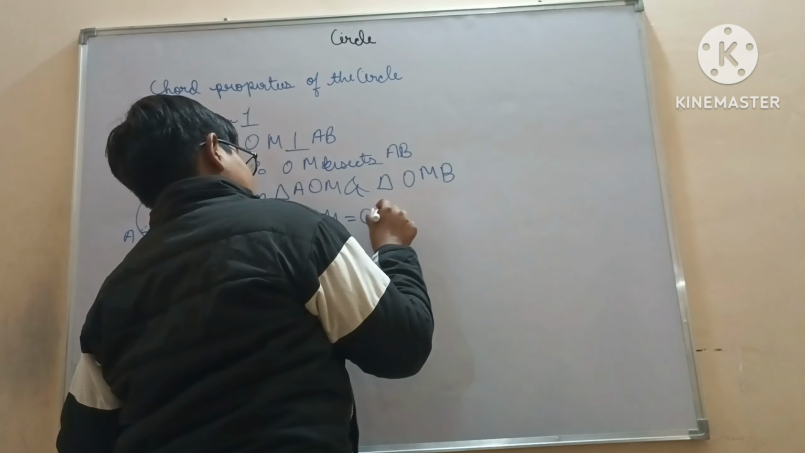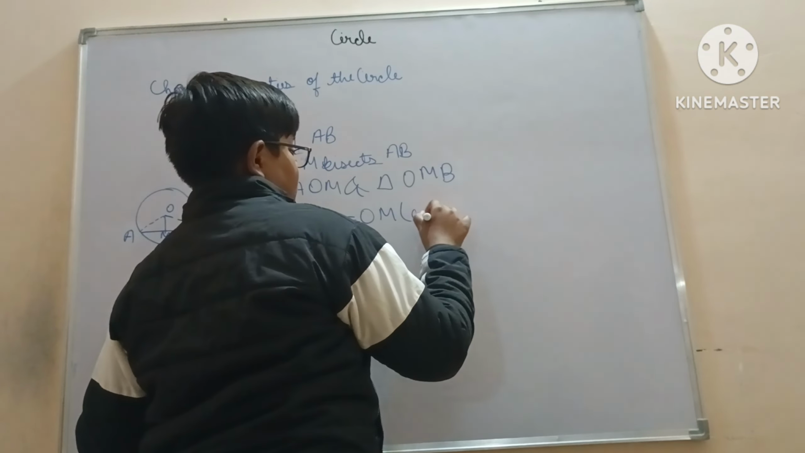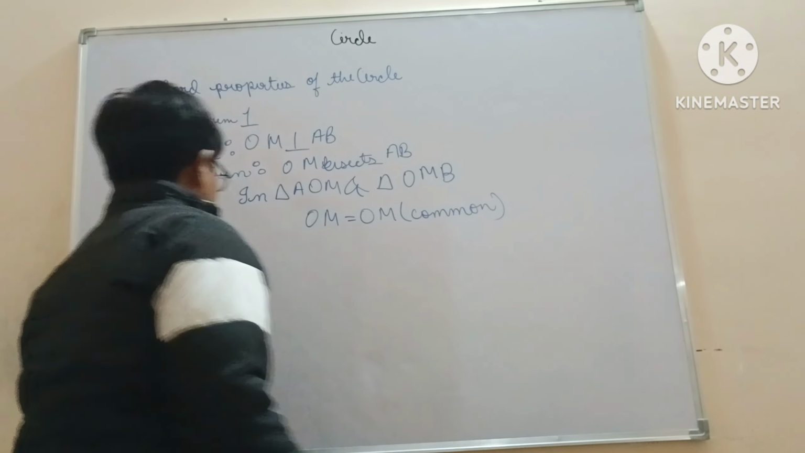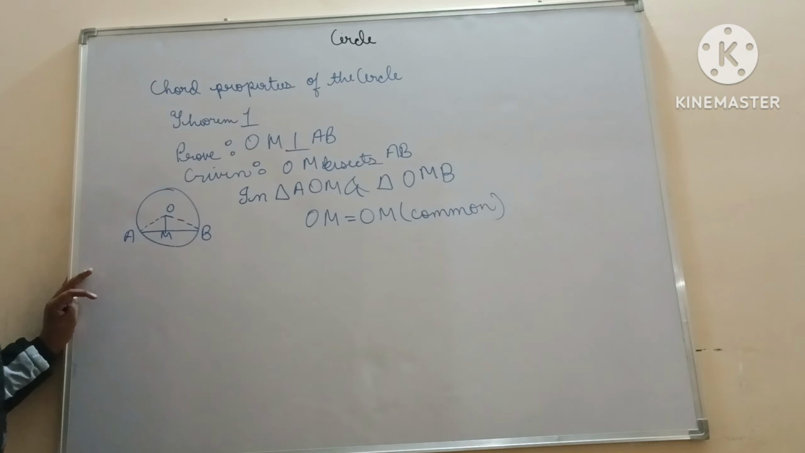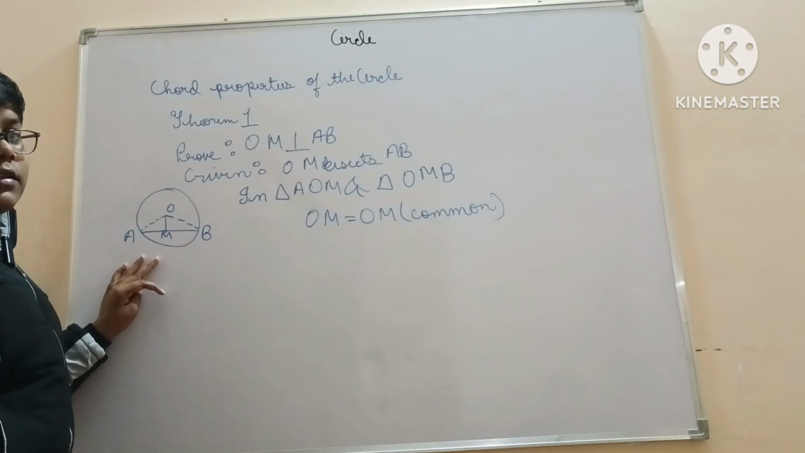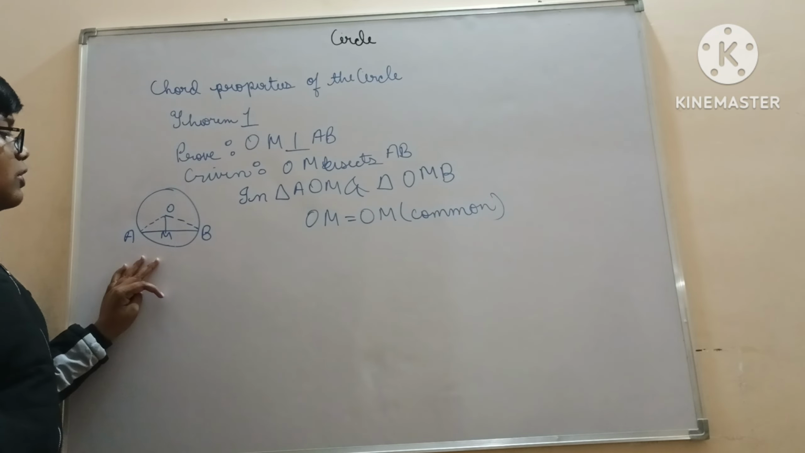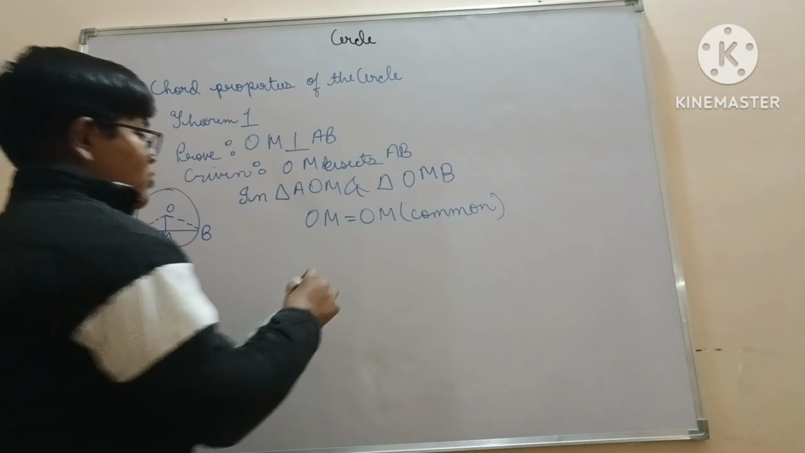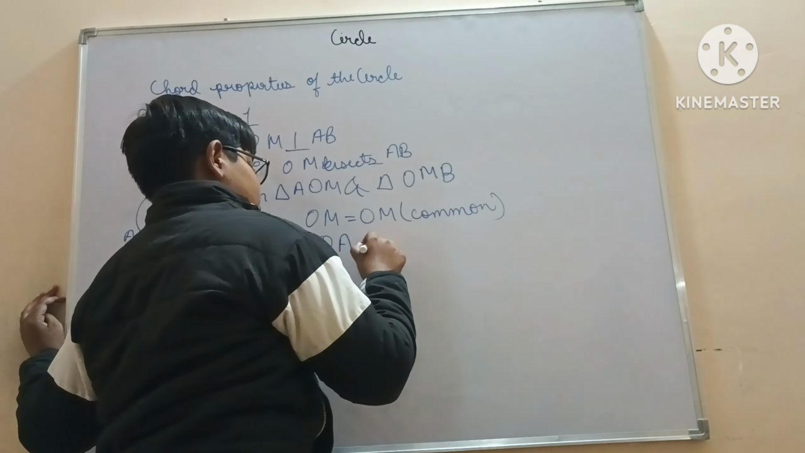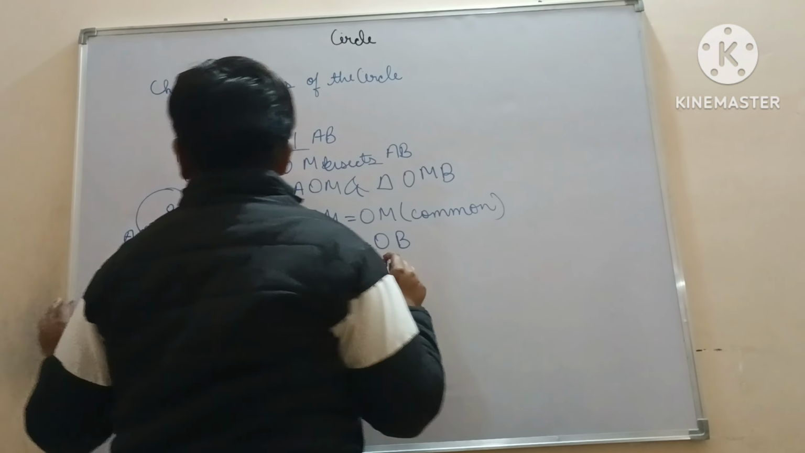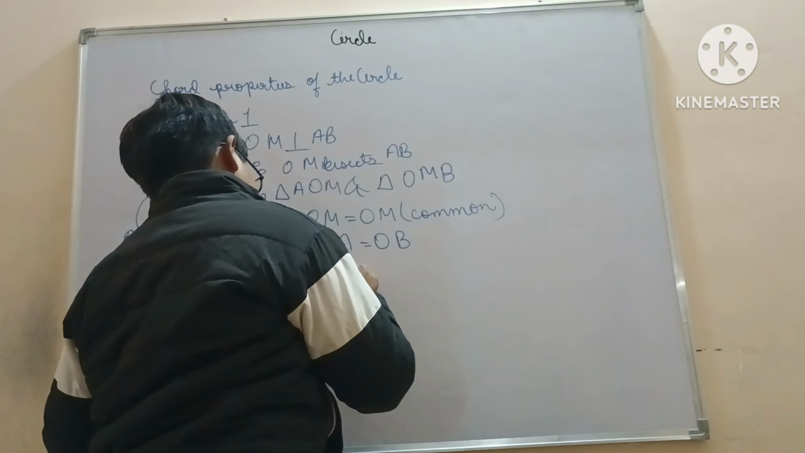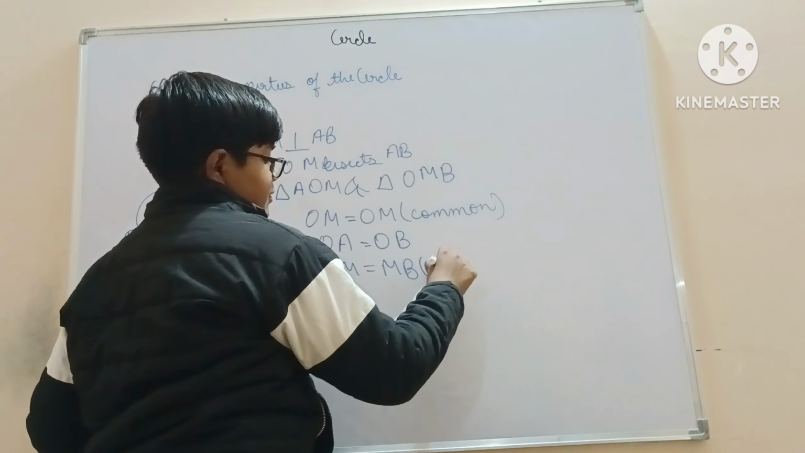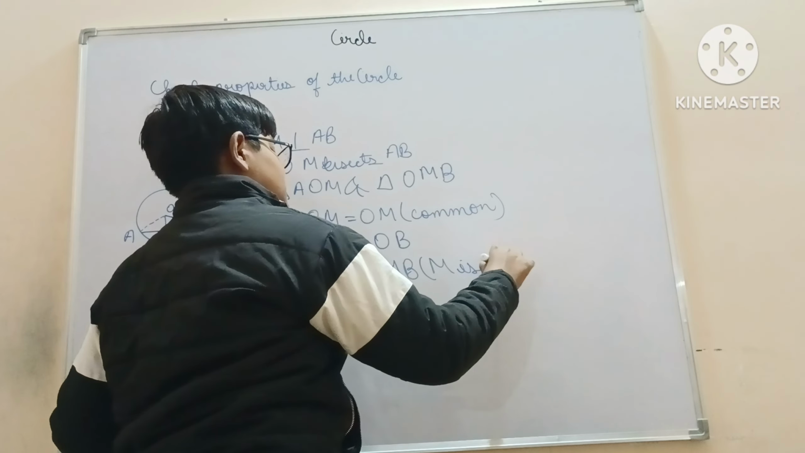This is the common side in the triangles for proving that both the triangles are congruent. So OF is equal to OF, which is common in both the triangles, and OA is equal to OB. And now AF is equal to MB, as M is the midpoint.